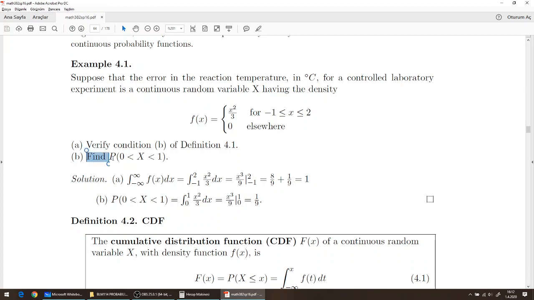And part B of the question says: what is the probability that x is between 0 and 1? Yes, 0 and 1. So we will find it by putting 0 and 1 as the interval for the integral. Same integral from 0 to 1. Yes. And it gives us 1 over 9 as a result. This is the area under the curve between x equals 0 and 1. Yes.